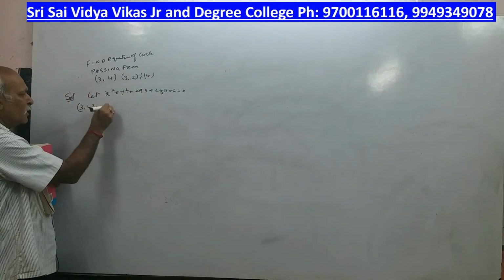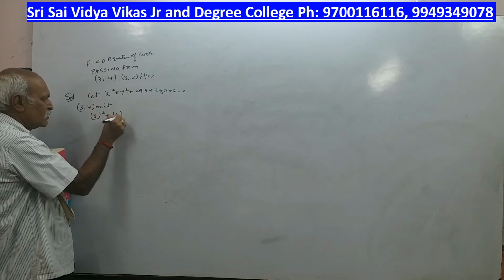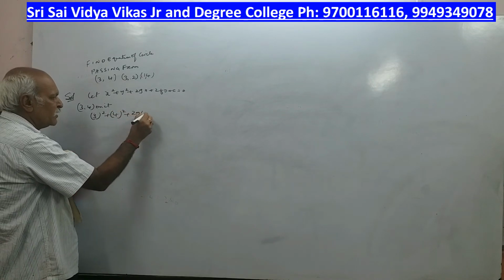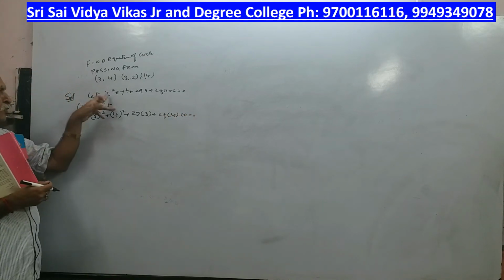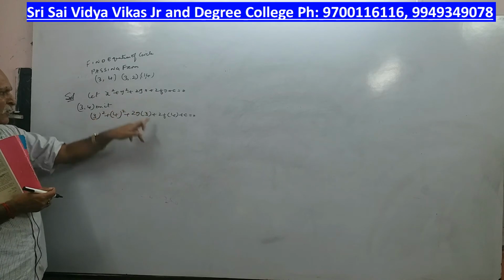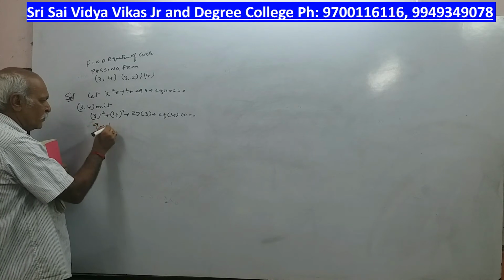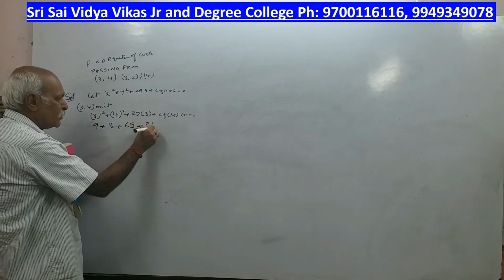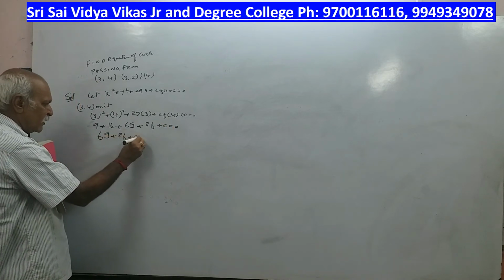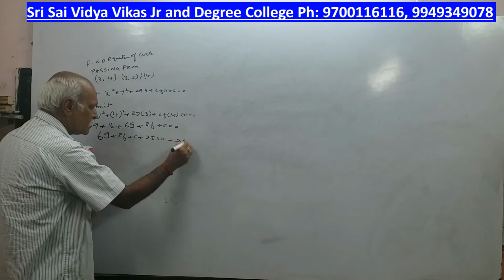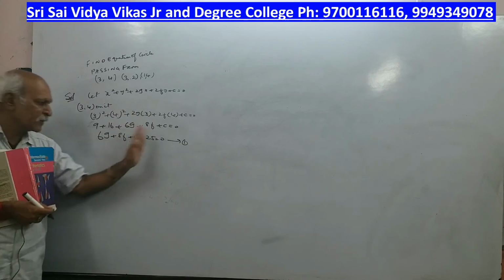The point (3, 4). What am I doing? x has to be replaced by 3, y by 4: 3 square plus 4 square plus 2g into 3 plus 2f into 4 plus c. So I have substituted x value 3, y value 4. This gives 9 plus 16 plus 6g plus 8f plus c is equal to 0. So rewrite this: 6g plus 8f plus c plus 25 is equal to 0. First equation. Always I write in this model, equal to 0. I am not bringing 25 to this side.